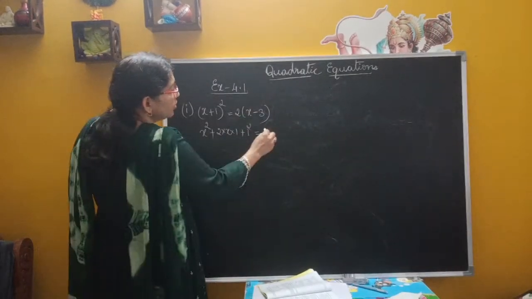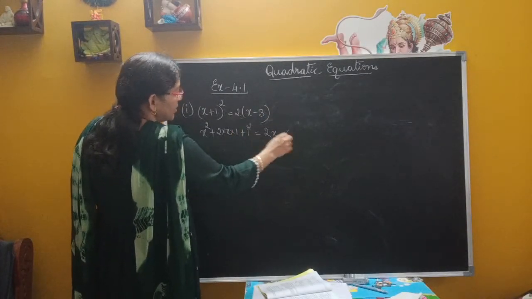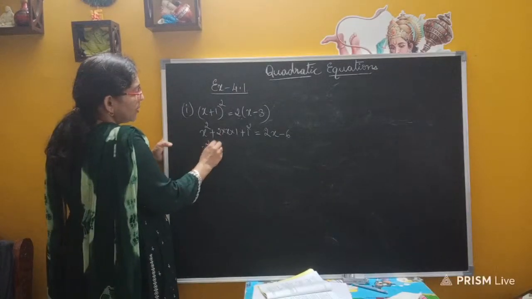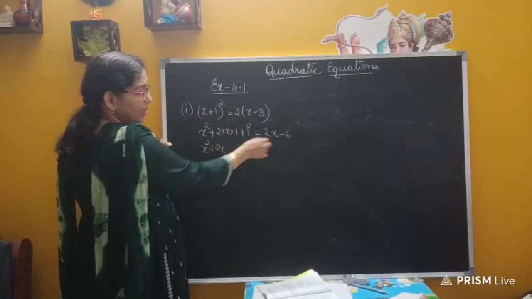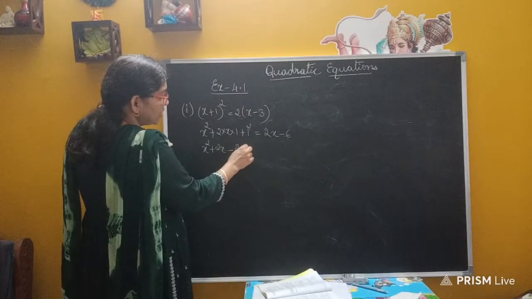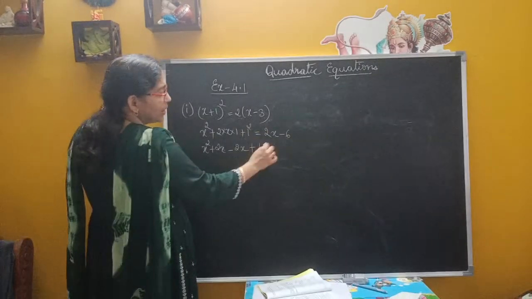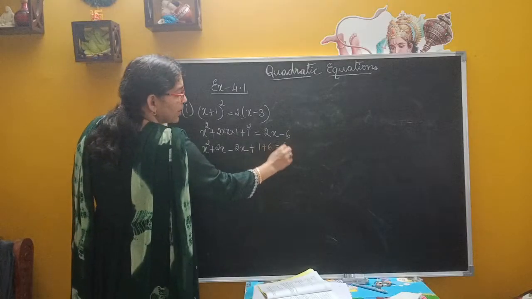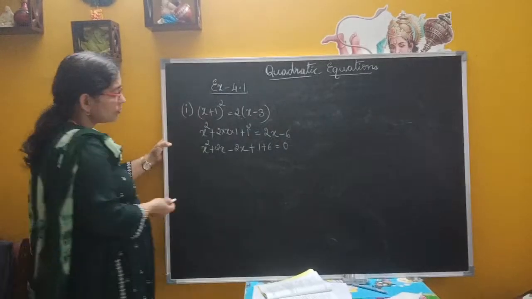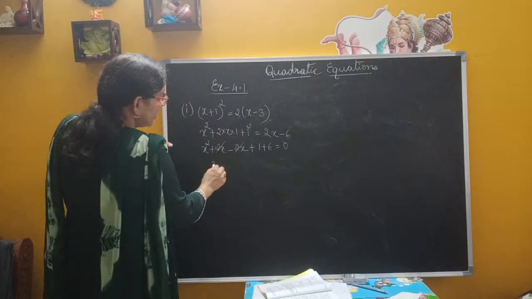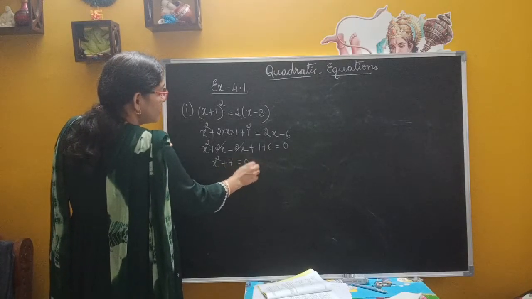Solve the RHS also now. Multiply 2 into x, 2x, minus 2 threes are 6. So here we get x square plus 2x plus 1 is equal to 2x minus 6. I will bring this 2x to the LHS. Transposing, plus 2x becomes minus 2x, plus 1. I bring minus 6 also to the LHS. Minus 6 becomes plus 6. So it is equal to 0, because we need to bring 0 here to get the standard form. So x square plus 6 plus 1, how much? 7. x square plus 7 is equal to 0.